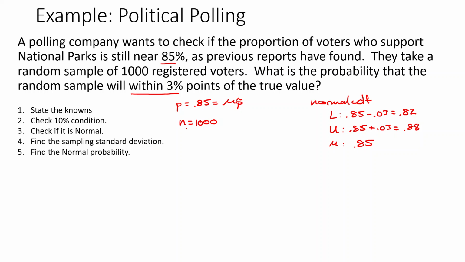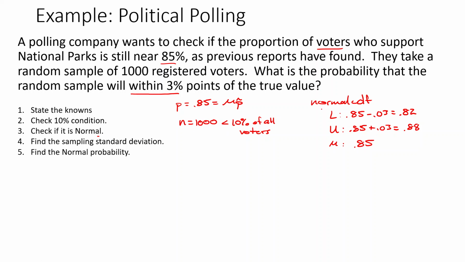All right, so our 10% condition: n equals 1,000 is less than 10% of all, what we're talking about here, just voters. Sure, we have hundreds of millions of voters in this country. 1,000 is less than 10%.